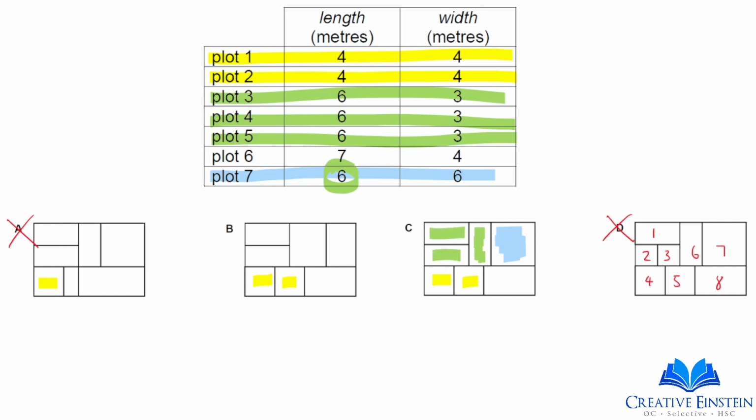And of course the last clue that I have is a 7 by 4, which means a larger rectangle, and there it is there. So the answer must be C.